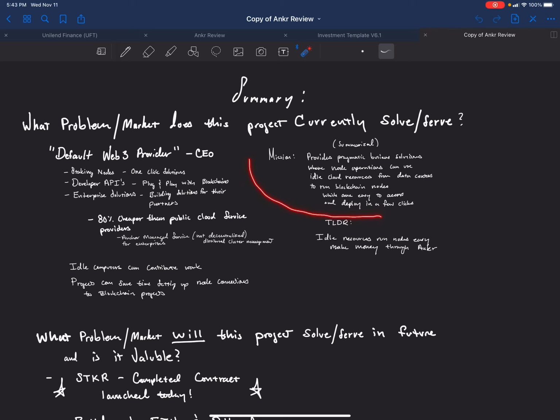So to get an even more top-down view, here's their mission statement, and I've even summarized that to be even shorter. To provide pragmatic business solutions where node operations can use idle cloud resources from data centers to run blockchain nodes, which are easy to access and deploy in a few clicks. And to put that in an even more summarized statement, basically idle resources run nodes for easy money through ANKR.